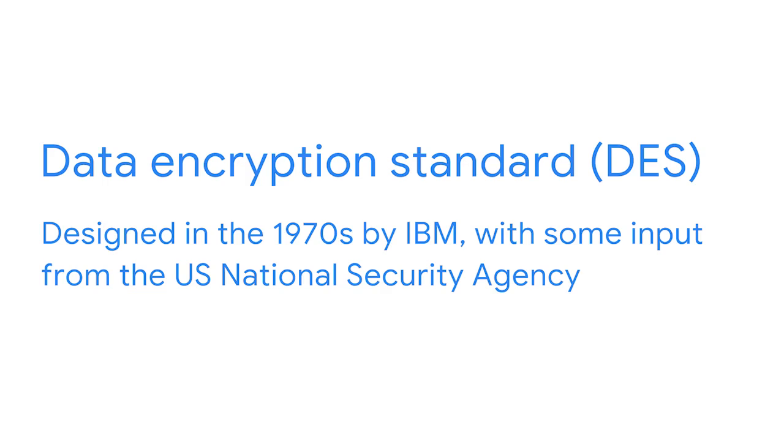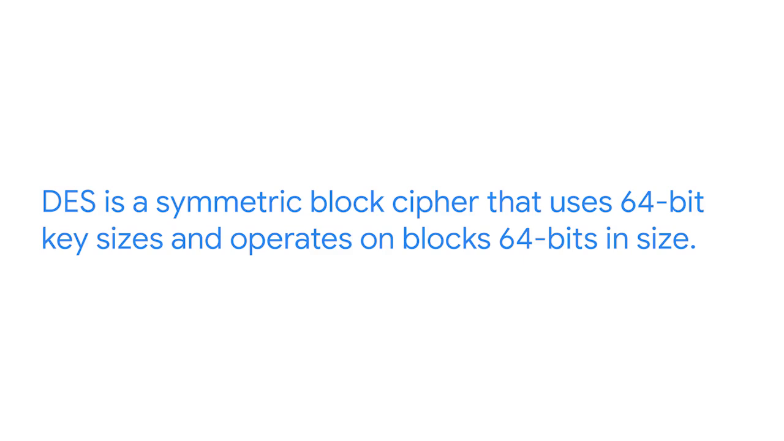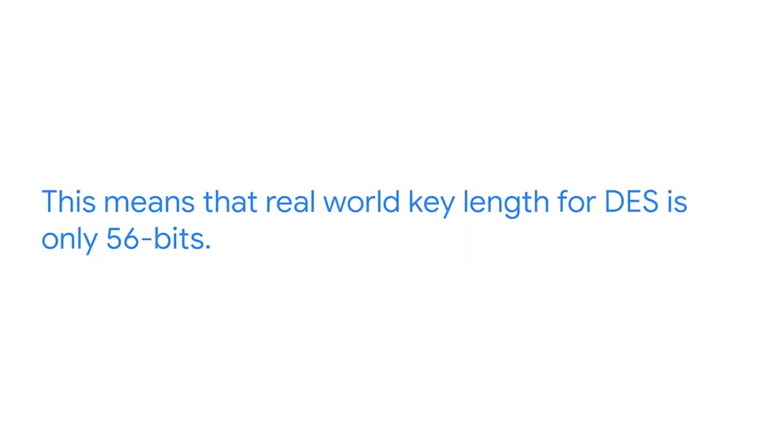DES was designed in the 1970s by IBM, with some input from the US National Security Agency. DES was adopted as an official FIPS, Federal Information Processing Standard, for the US. This means that DES was adopted as a federal standard for encrypting and securing government data. DES is a symmetric block cipher that uses 64-bit key sizes and operates on blocks 64 bits in size. Though the key size is technically 64 bits in length, 8 bits are used only for parity checking, a simple form of error checking. This means that the real-world key length for DES is only 56 bits.